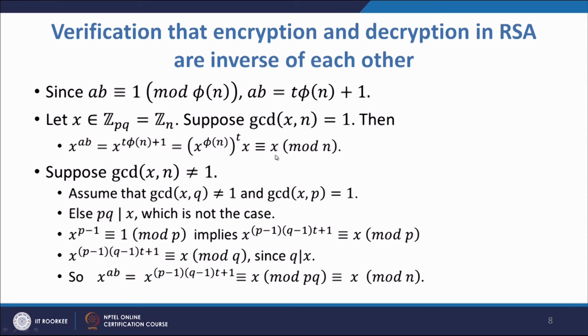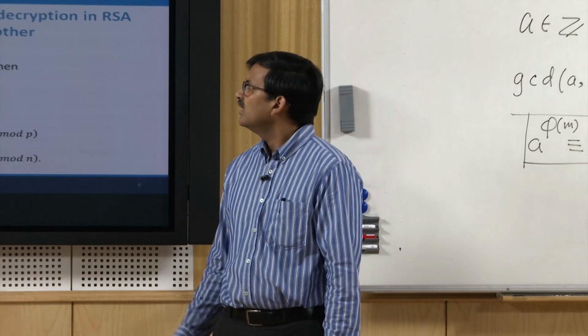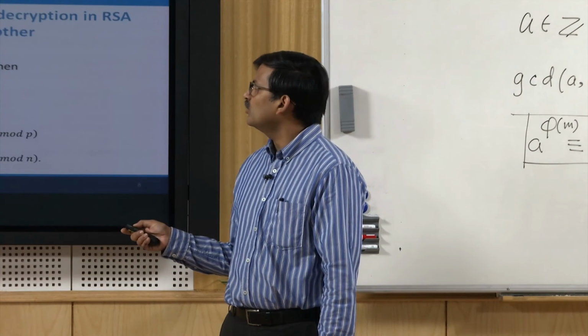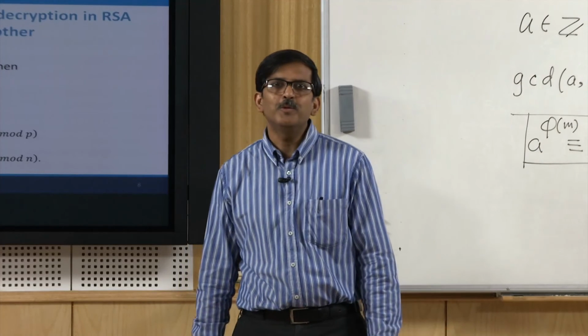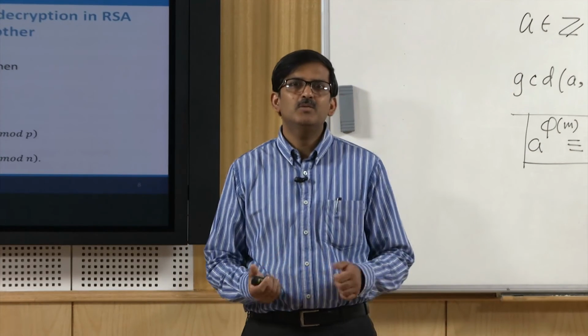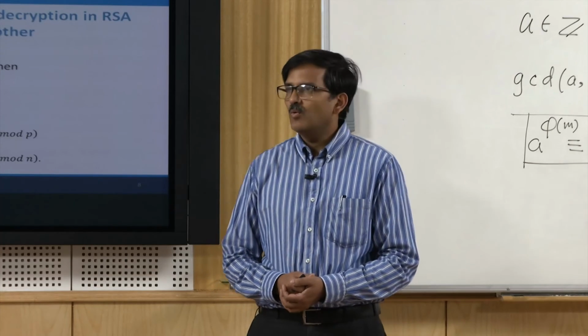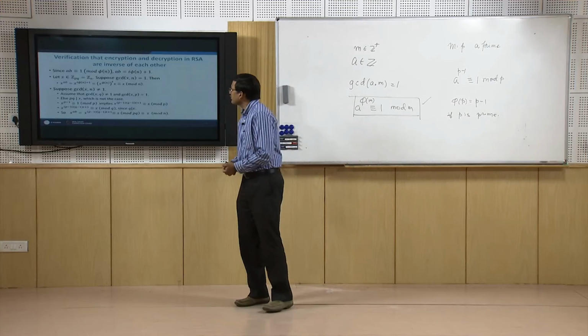Now, since x is co-prime to n, x raised to the power phi n is going to be equal to 1 mod n, and therefore this portion is 1 and then I am going to get x mod n. So, at least if x is co-prime to n, we have proved that the encryption and decryption are inverses of each other. We have the last portion here.